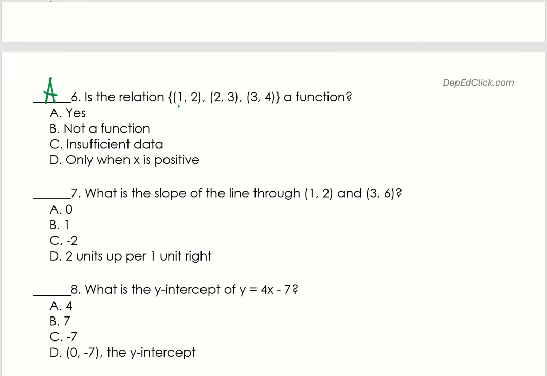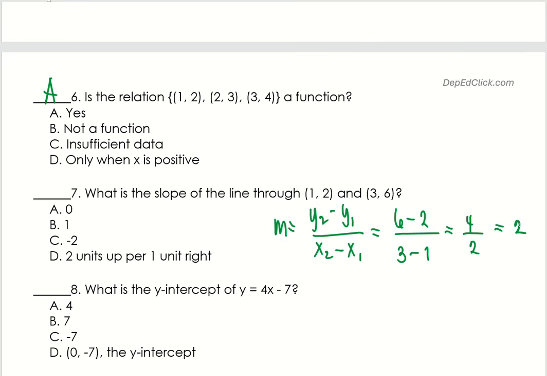7. What is the slope of the line through 1, 2, 3, 6? So again, our slope is y sub 2 minus y sub 1 over x sub 2 minus x sub 1. So let's have 6 minus 2 over 3 minus 1. This will be 4 over 2, that is equal to positive 2. So 2 units up per 1 unit right. Letter D.